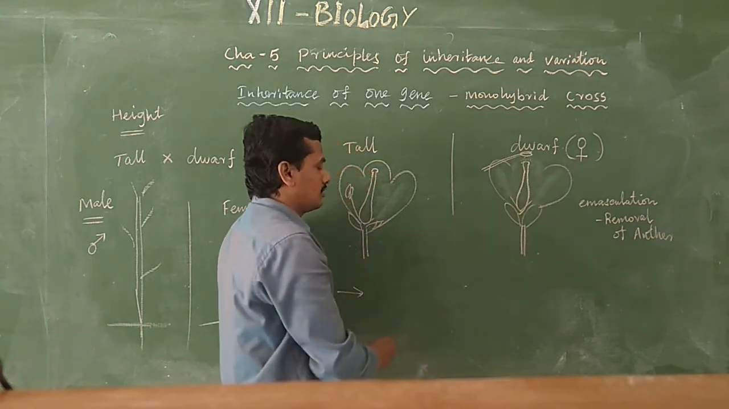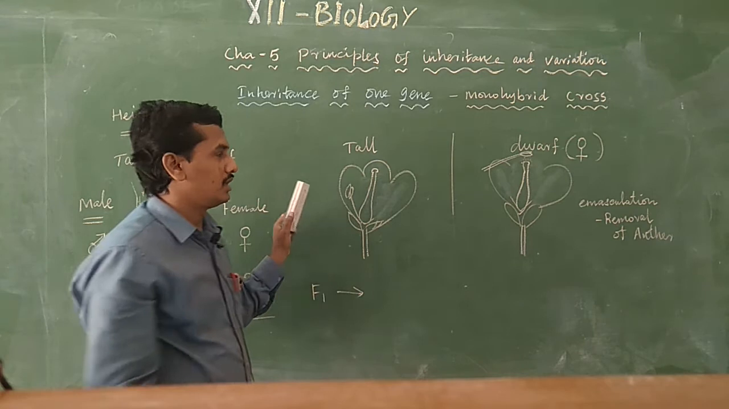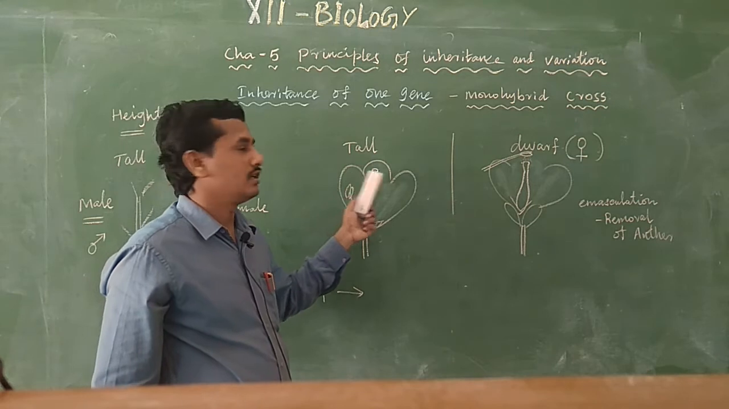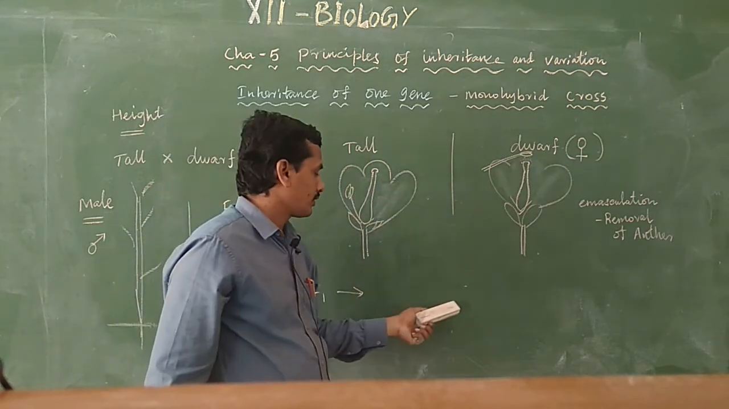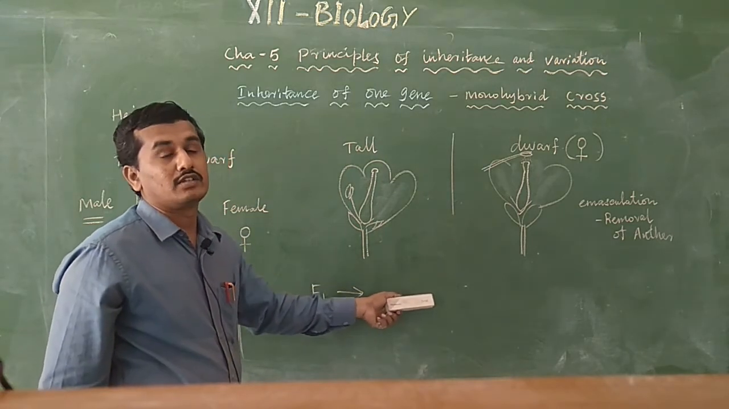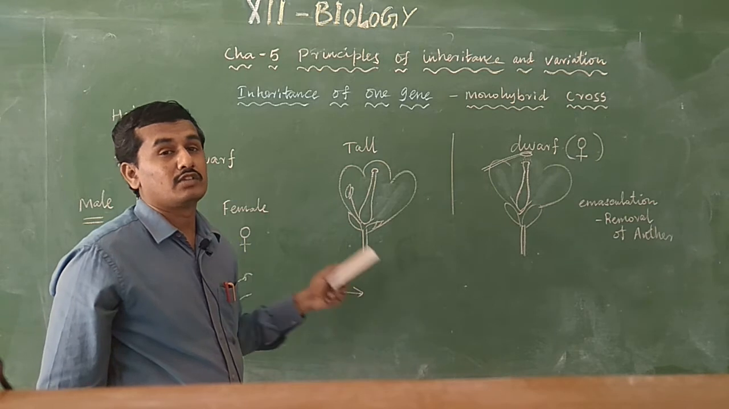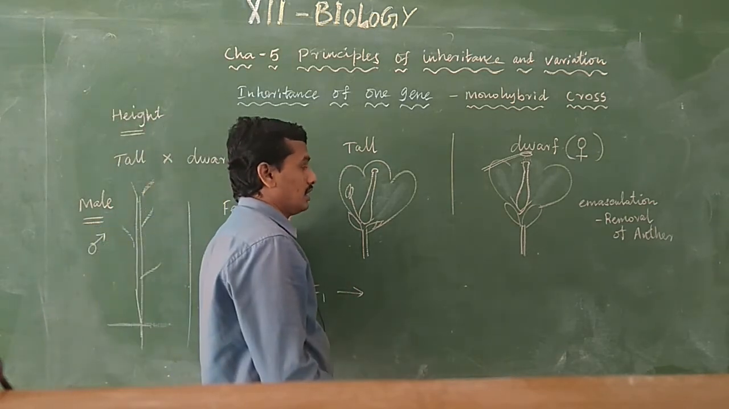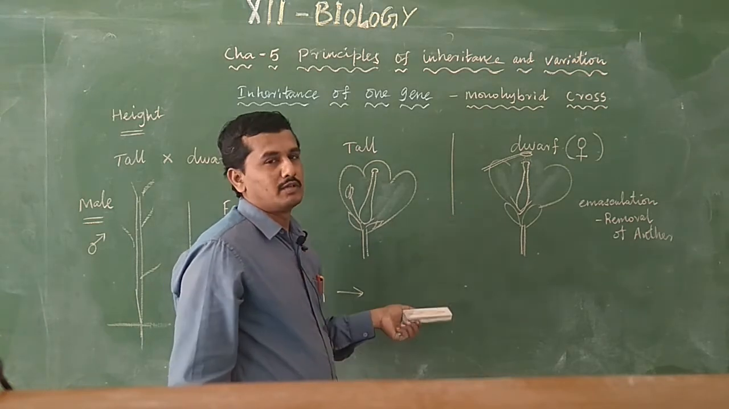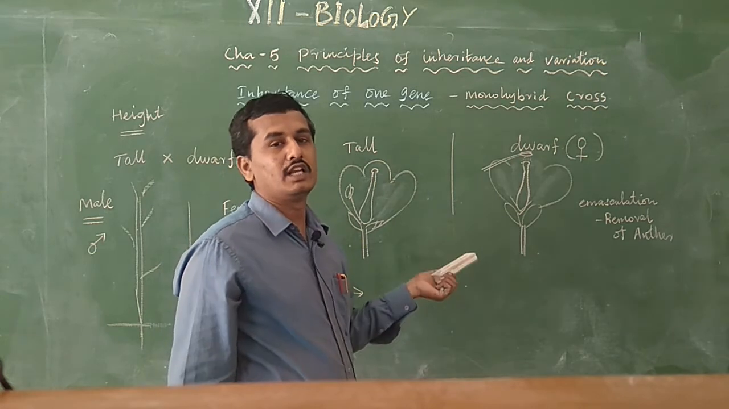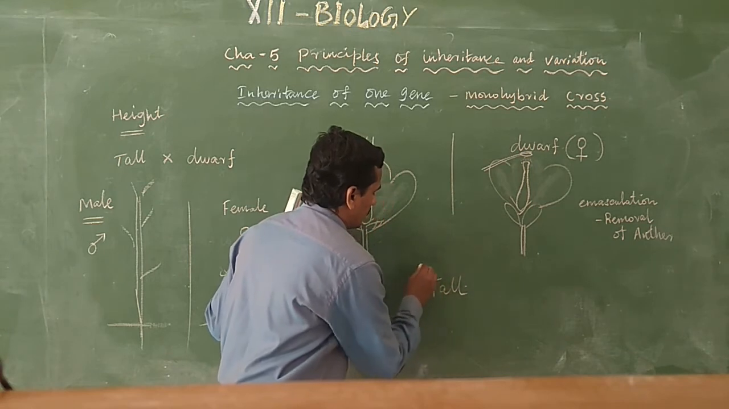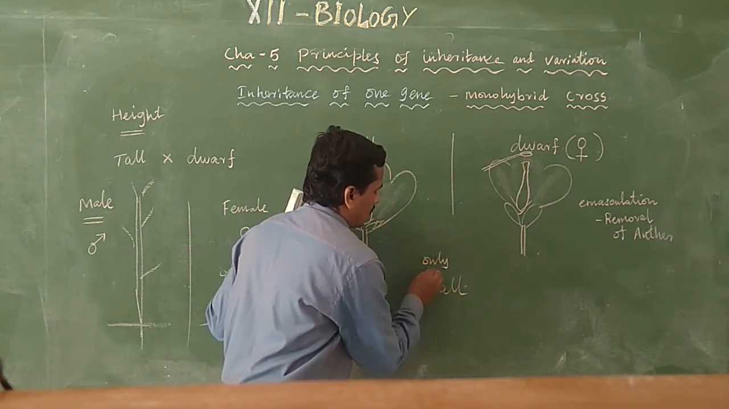And what type of plants are produced in F1? Normally, we take the male part from the tall and the female part from the dwarf. In the F1 generation, what type of characters are expressed? Normally we would think maybe tall 50%, dwarf 50%. But in Mendel's result, only tall plants are produced. Only tall plants. No dwarf plants.